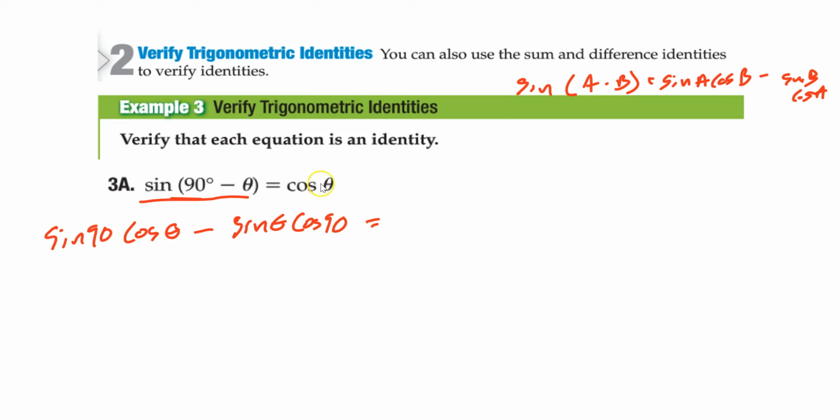Now when I'm trying to verify anything, I cannot work on both sides. You have to work on one side at a time. You can't add over or anything like that. So I'm working on this side first. Now if you learn anything in trig, please learn this.